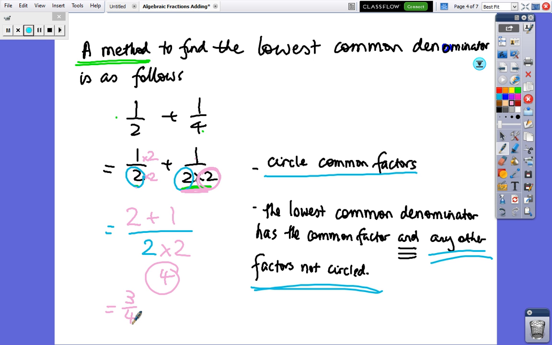What we'll do now is look at another example with different numbers, but copy that down and come to the next slide.